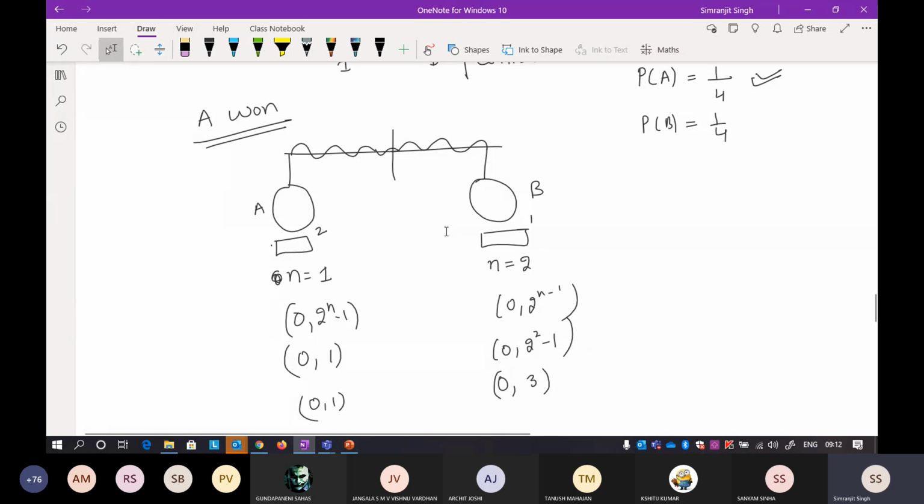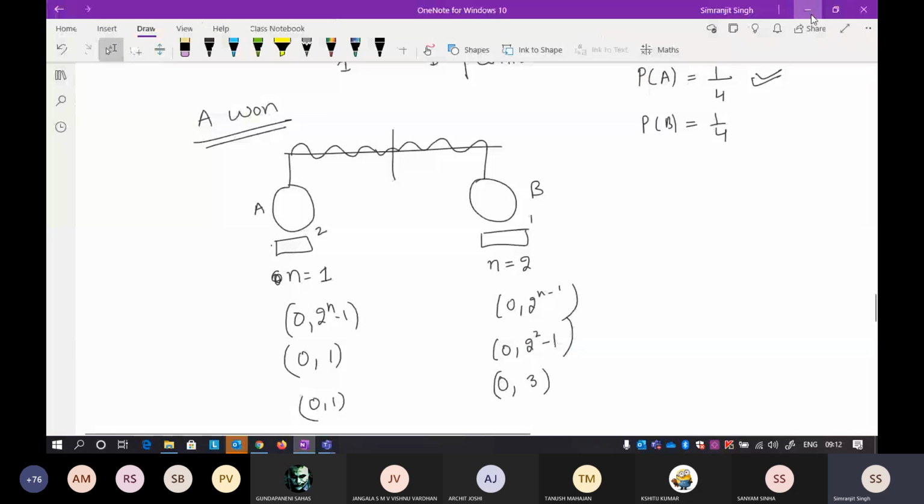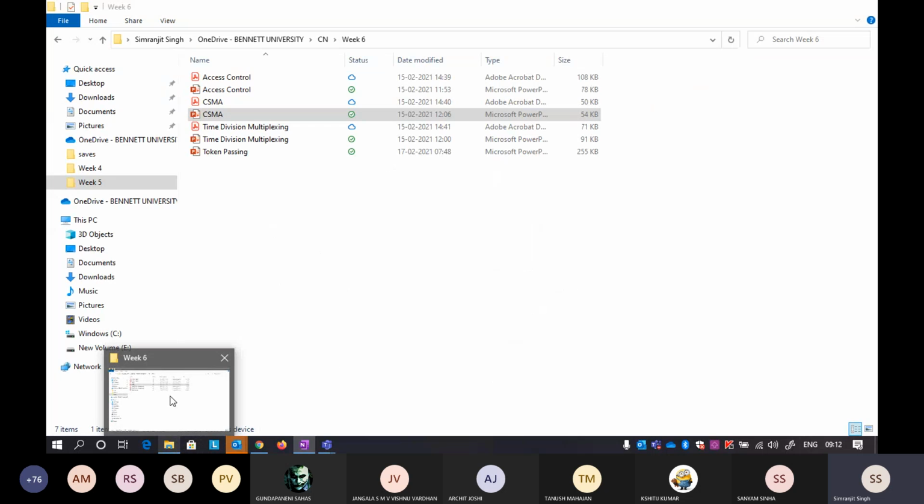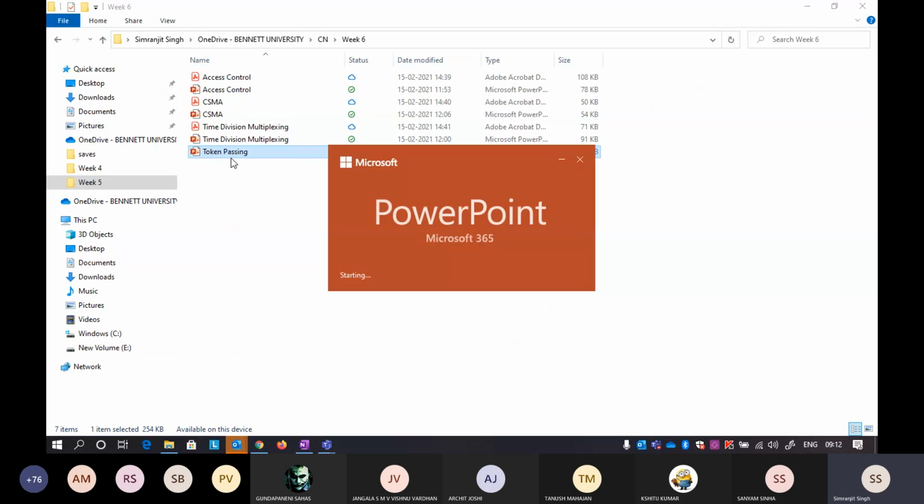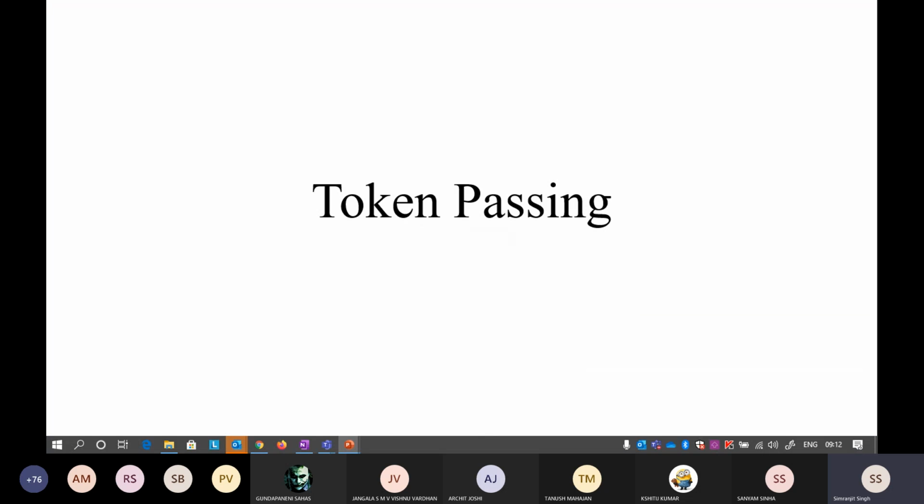Okay, now there is another access control method that we have to see, that is token passing. Just let me open the screen. Before going into token passing, you have to understand some terms, that is the time. In token passing, the time is sometimes given in bits, or sometimes given in meters. If you want to convert into seconds, there are some conversions.